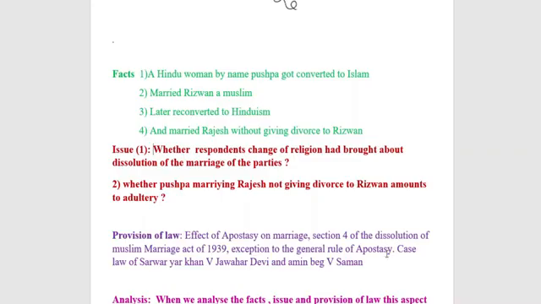With regard to this, we have to refer to the case law of Sarwar Yar Khan versus Jawahar Devi and Amin Beg versus Saman. These are the two case laws where we can refer to the effect of apostasy on marriage. With regard to apostasy on marriage, we have to see apostasy by husband and apostasy by wife. There are two things with regard to the effect of apostasy on marriage.